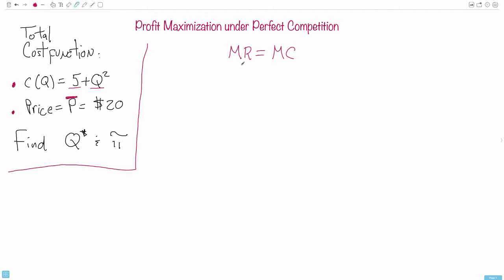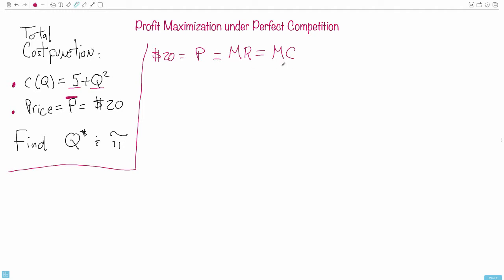So how do we know what marginal revenue is? Well, remember, under perfect competition, marginal revenue is always equal to price, because for every additional unit the company sells, they get price, P, which in other words is equal to $20.